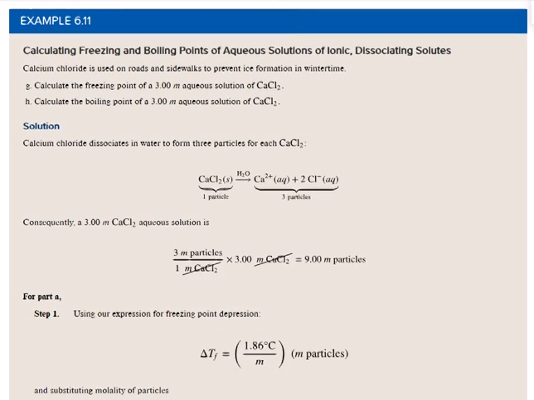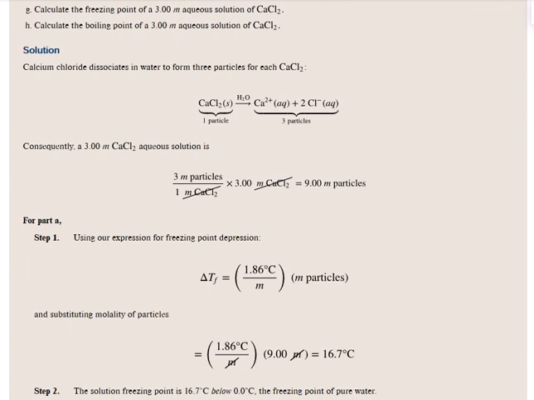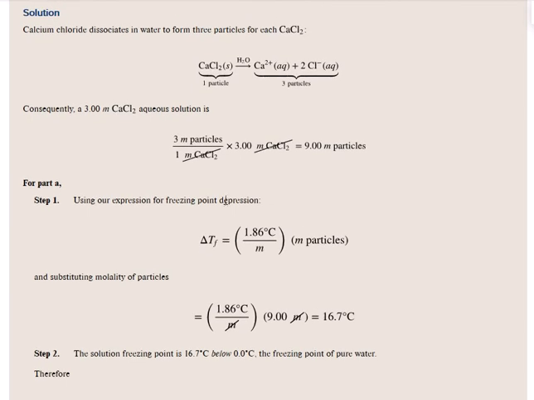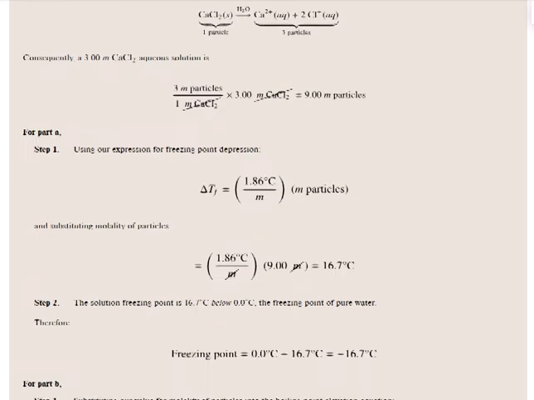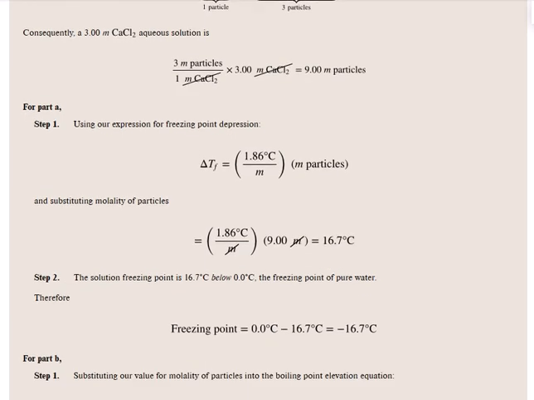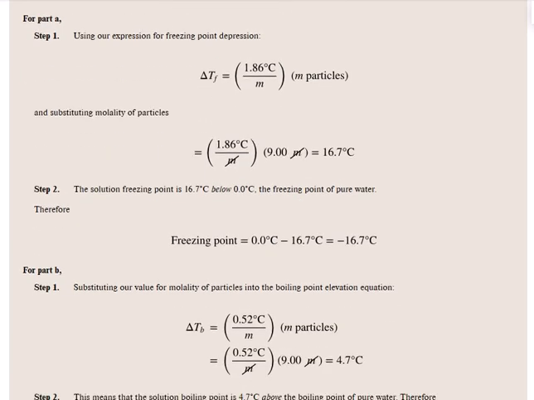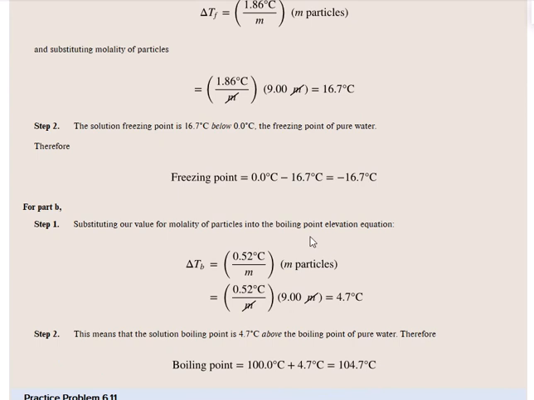And then the rest of the process is the same. We apply the equation to find the change in the temperature of the freezing point, which is lower by 16.7 degrees, and similarly for the boiling point the temperature goes higher by 4.7 degrees.